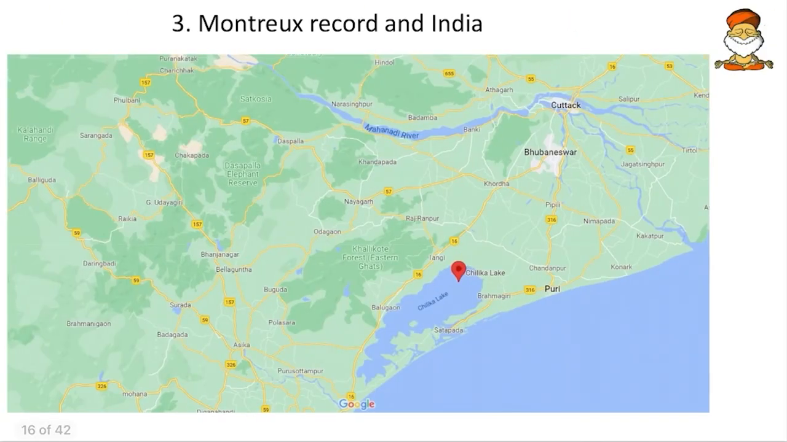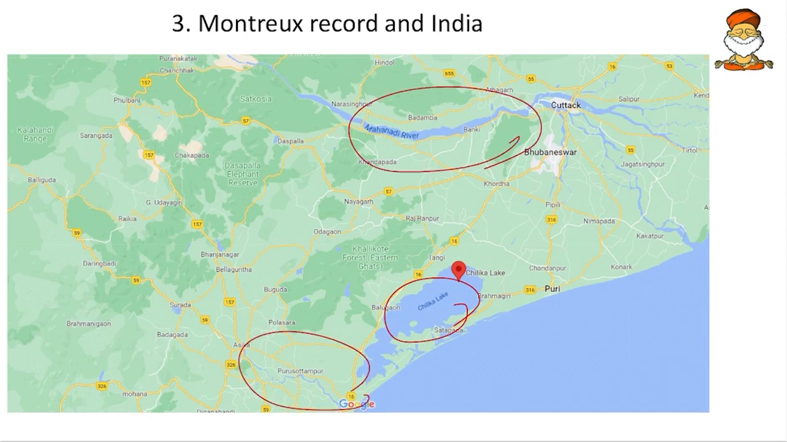And then we have the Chilika Lake. Chilika Lake lies to the south of the Mahanadi River and to the north of the Rushikulya River, so in between these two it lies in the Indian map. And very next to the Chilika Lake, we have the Kalikote forests, and very north of this, we have the Satkosia Reserve. So remember Satkosia, which is present here.